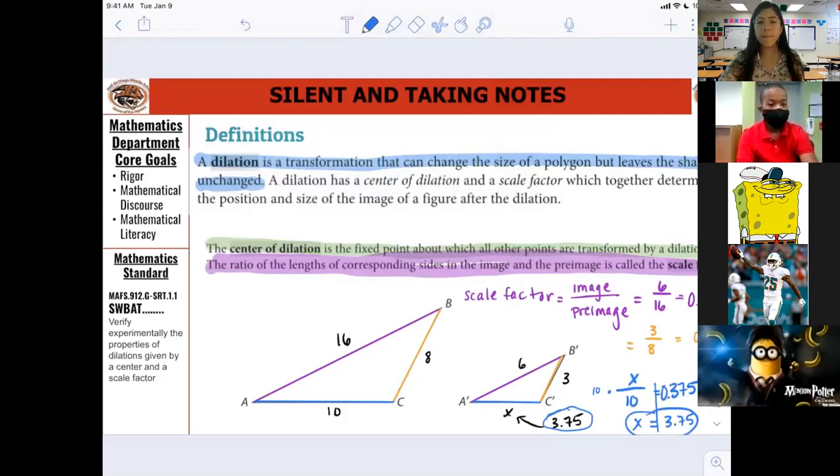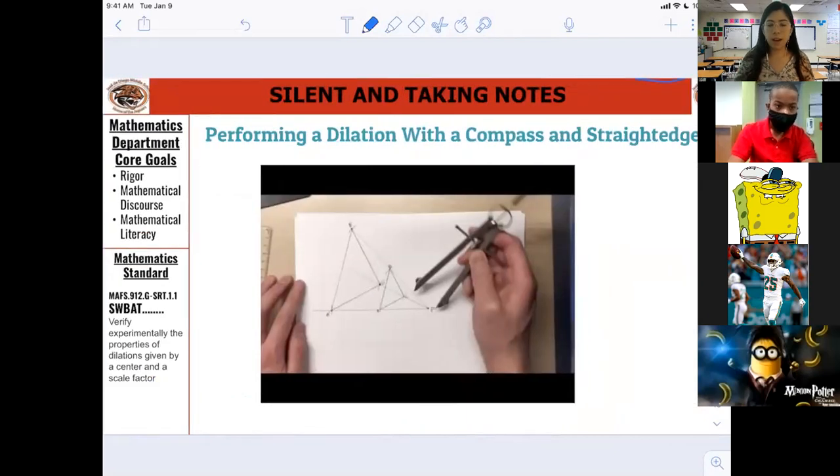And Perla, no, remember, because pre-image is what comes before. So the original one is the pre-image, and the one with all the primes on it is the image. It's the one that was created. Exactly.